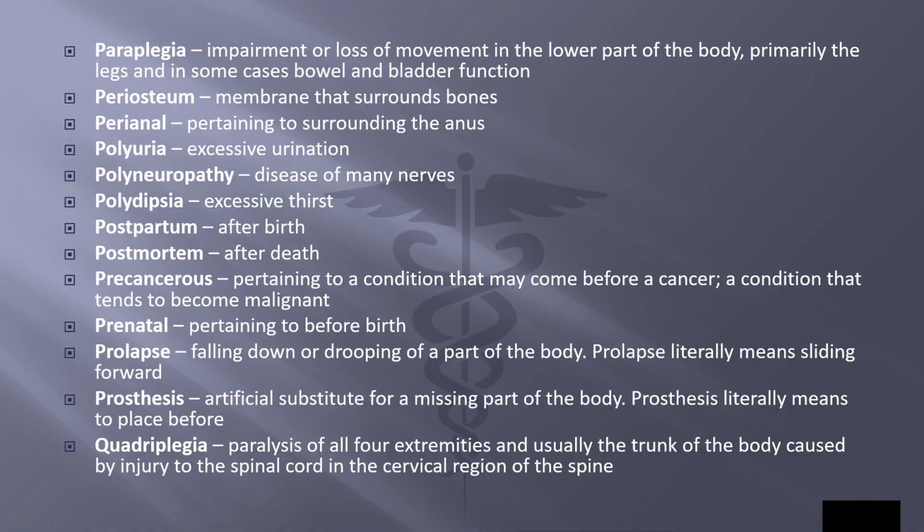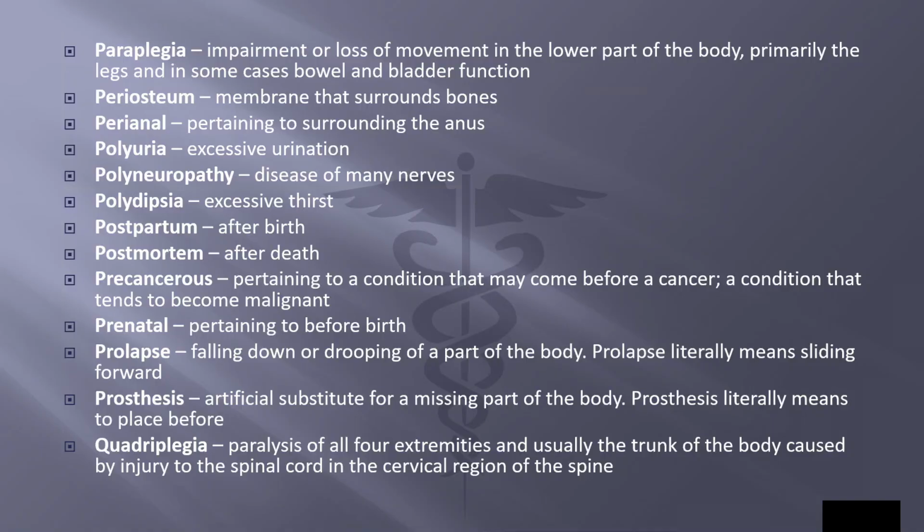Next, we have peri, which means surrounding. Periosteum, membrane that surrounds bones. Perianal, pertaining to surrounding the anus. Then we have poly, which means many or much. Polyuria, excessive urination.